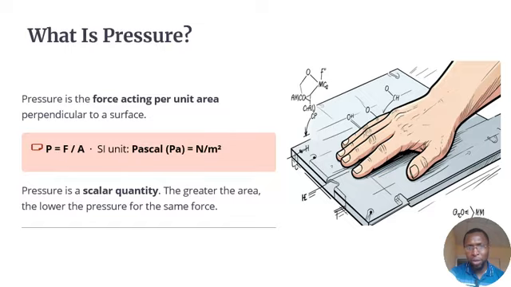Now, what is pressure? We'll be hearing it: high blood pressure, you exert pressure on something. What exactly is pressure? When you talk about pressure, you know that you're dealing with force. So we could say that pressure is the force acting per unit area perpendicular to a surface. You could see this hand now. This hand is exerting pressure on this object here. It's exerting pressure in the sense that it's applying force on that particular area. So the force you exert on a particular area is what we call pressure.